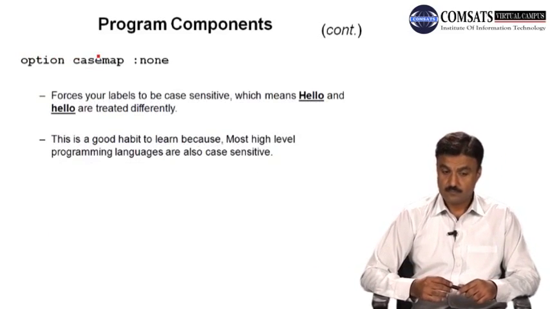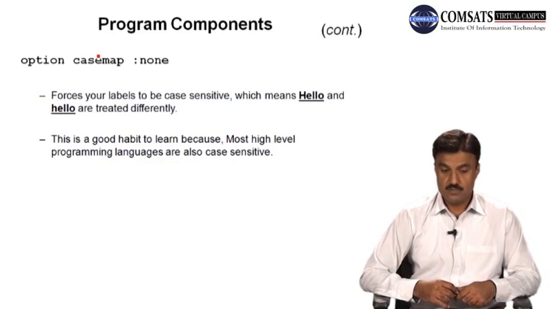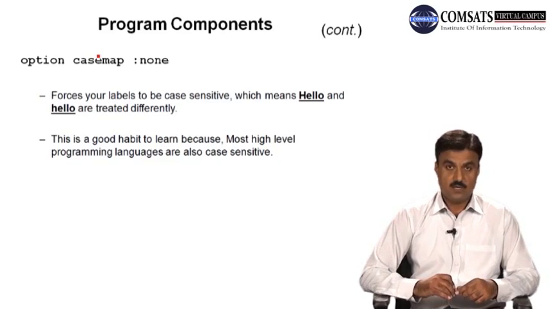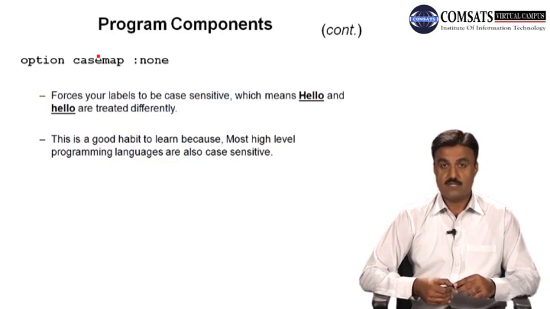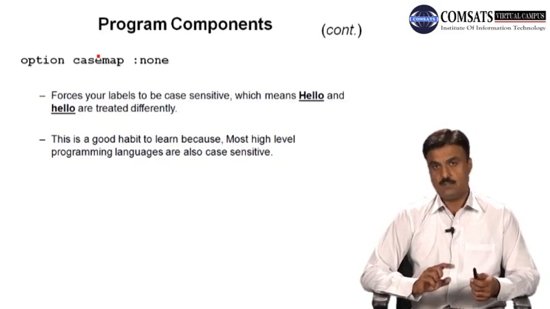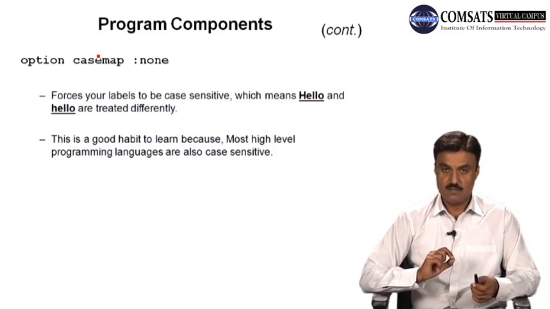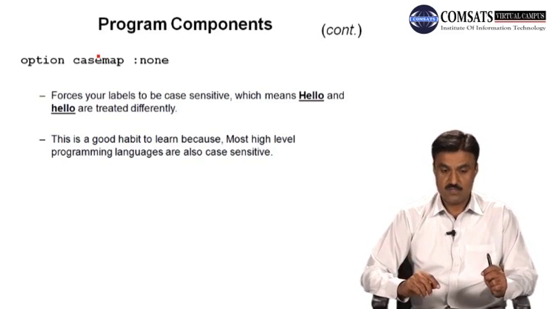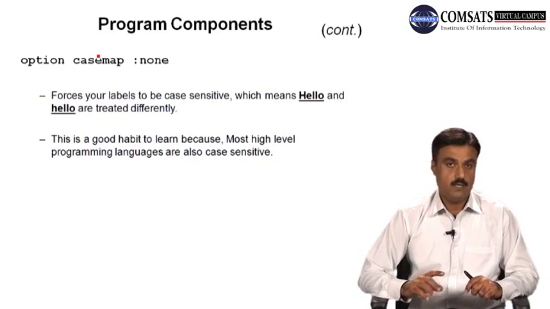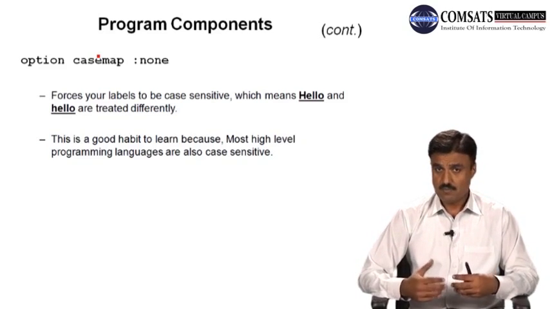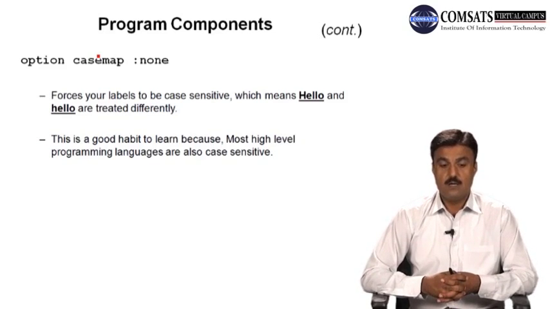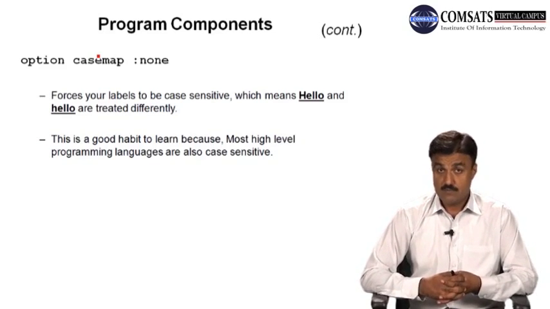Option casemap. If we use none, it means the labels, variables, procedure names and so on are case sensitive, which means that if we use hello, for example, for any variable or procedure, with H capital, that is not the same as the variable name hello with a small h. They are treated differently, so be careful. If we use option none, then it will be case sensitive. What is the reason to use case sensitivity? Because it is a very good programming habit.